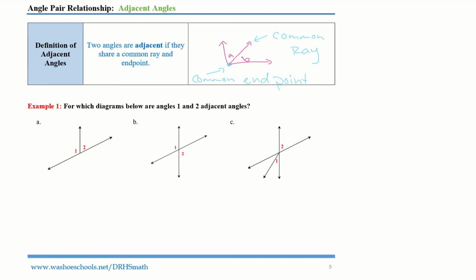So, taking a look at example 1, for which diagrams below are angles 1 and 2 adjacent? Adjacent means that they're next to each other, which means they have to be side by side. That's another way to think about the word adjacent. So, if we take a look at example A, they have that common endpoint.